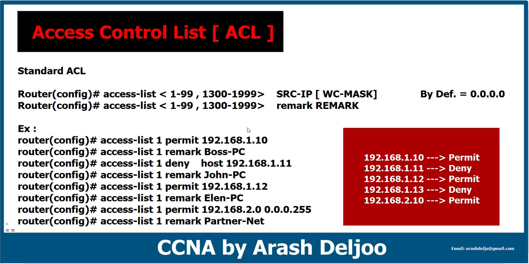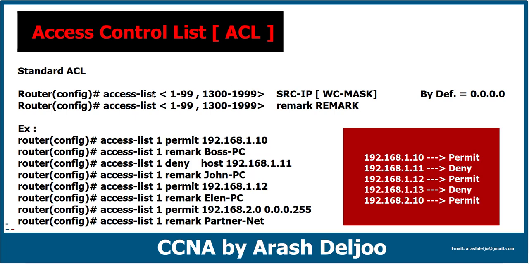Here you can see one standard ACL configuration. The command for configuration of the standard ACL is access-list, then a number from 1 to 99, or 1300 to 1999. Then you can use the source IP and also the wildcard mask. The default wildcard mask is quad 0, and because of that, when you want to select exactly one IP address, you don't need to configure the wildcard mask. But when we want to select a range of network, we can use the wildcard mask.